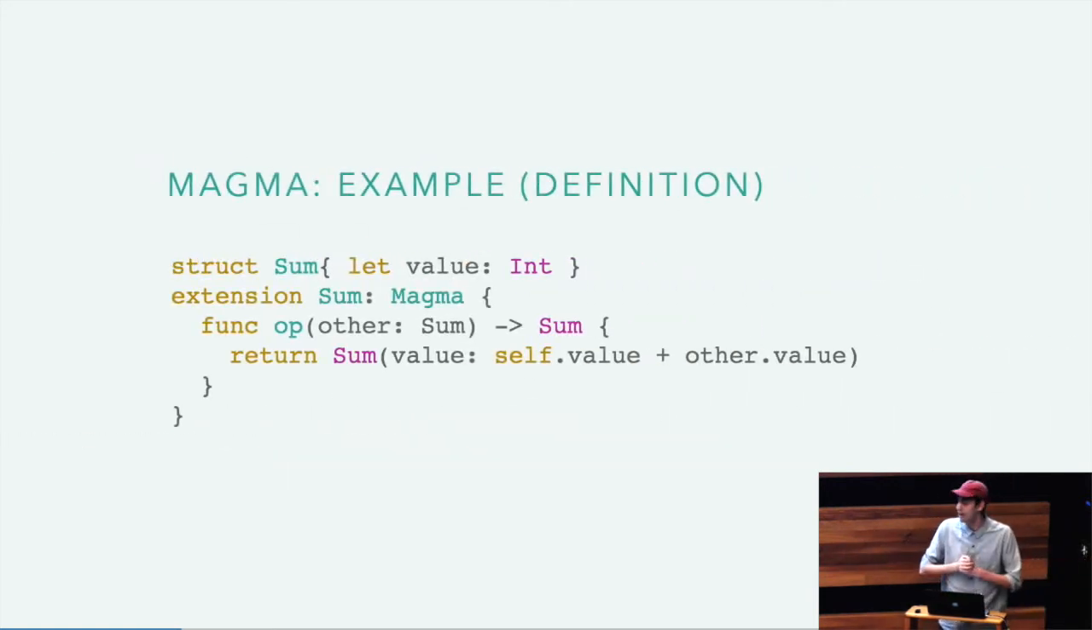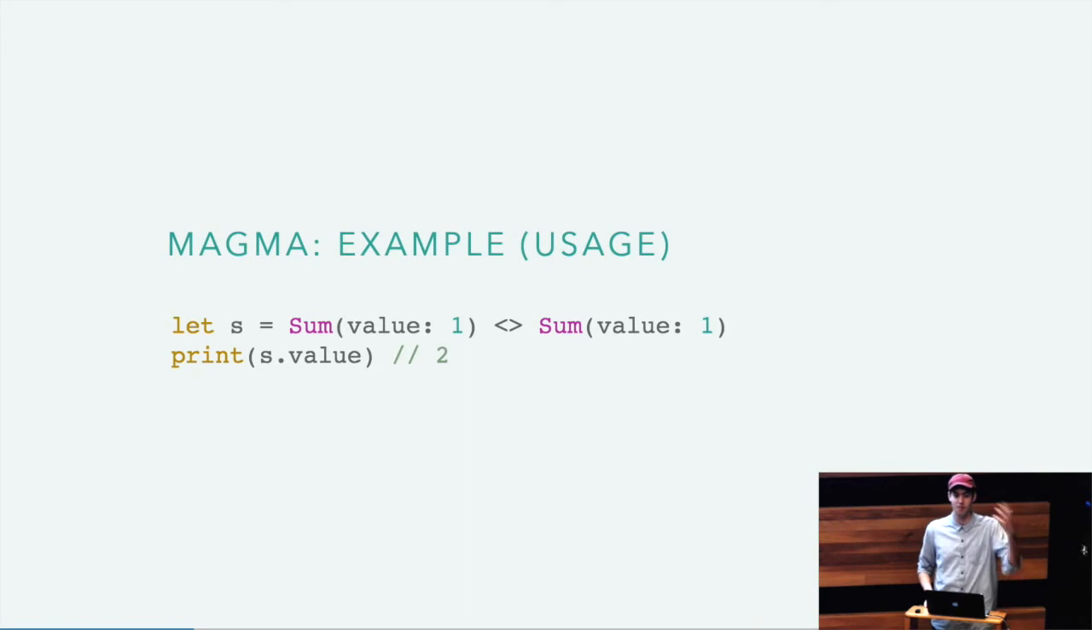Summing integers, okay? So instead of just adding an extension to integer, I'm going to wrap it up in a struct to give it a fresh name, because there might be multiple ways to define this operation on integers. This is just one particular way, so I'm wrapping it up in a struct. And the implementation of this operation, if you look inside the sum wrapper here, just adds the two values together and then wraps it back up. Okay, it's very simple. And then when we use this, we just say, I have one, I have another one, I can combine them, and then I get two, right? One plus one is two.